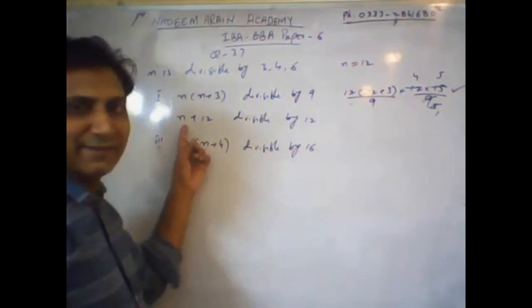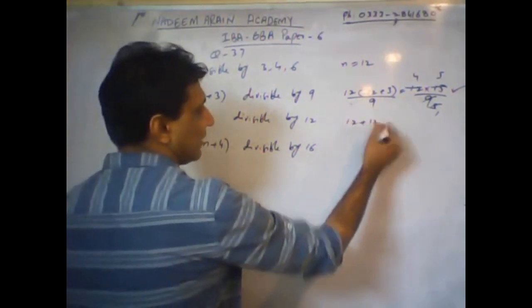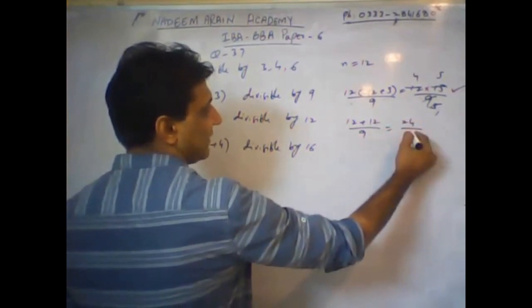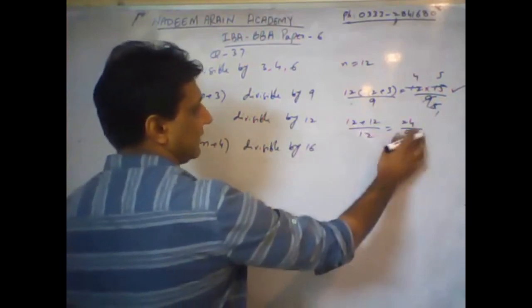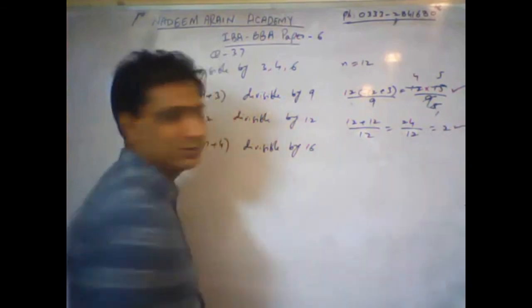Now look at the second one. This is n plus 12. This simply means 12 plus 12. 12 plus 12 is 24. 24 is divisible by 12. Yes, 24 is divisible by 12. So this is also true.